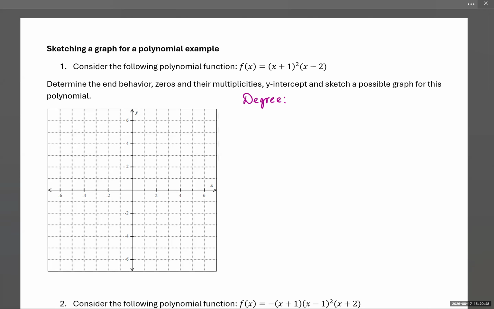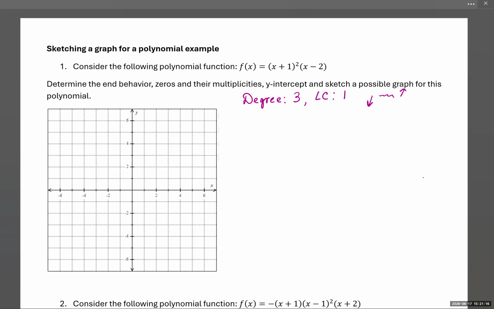The degree for this function, there's two parentheses that are x plus 1, and then there's one that's x minus 2. So there's three x's present altogether. So this is degree 3. Leading coefficients, there's no number in front of the first parenthesis, so it's just 1. So we have an odd degree and a positive leading coefficient. So my ends should look like this. Okay, keep that in mind. We'll come back to that.